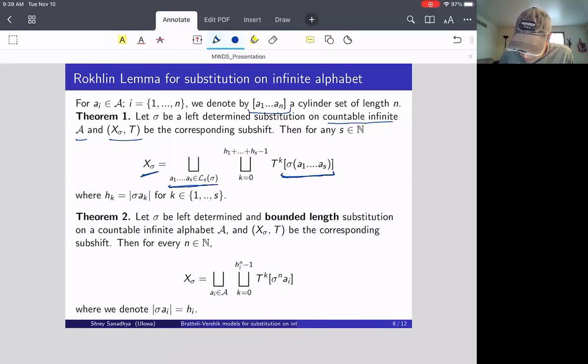Actually, these are T towers with the base is of this form. So disjoint union of the T towers where base are cylinder sets of this form.